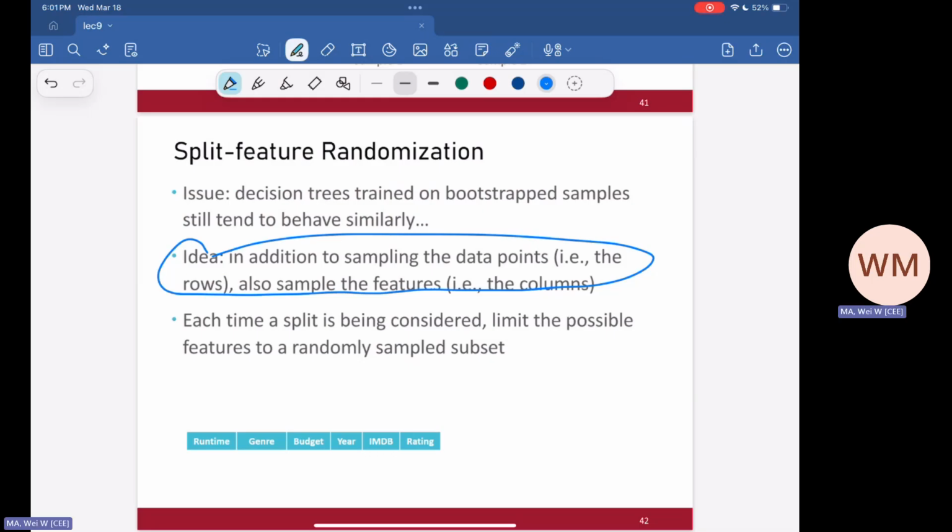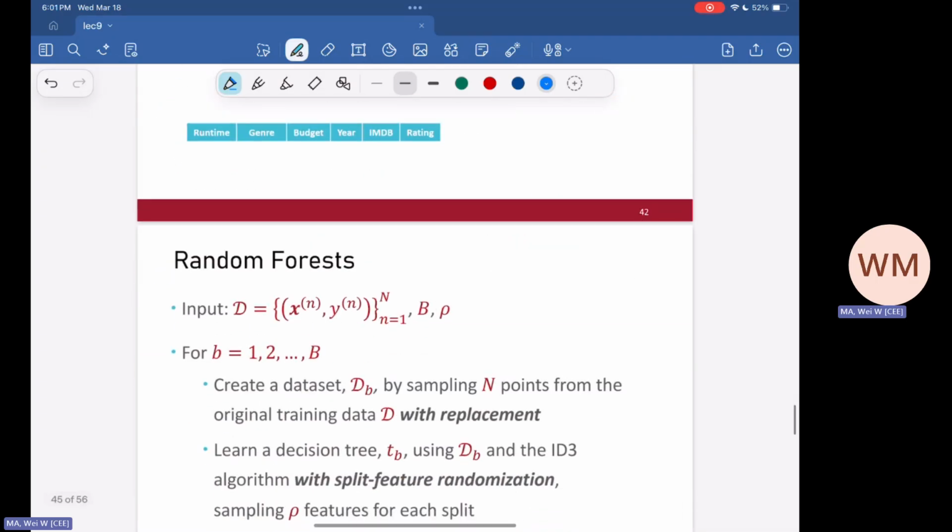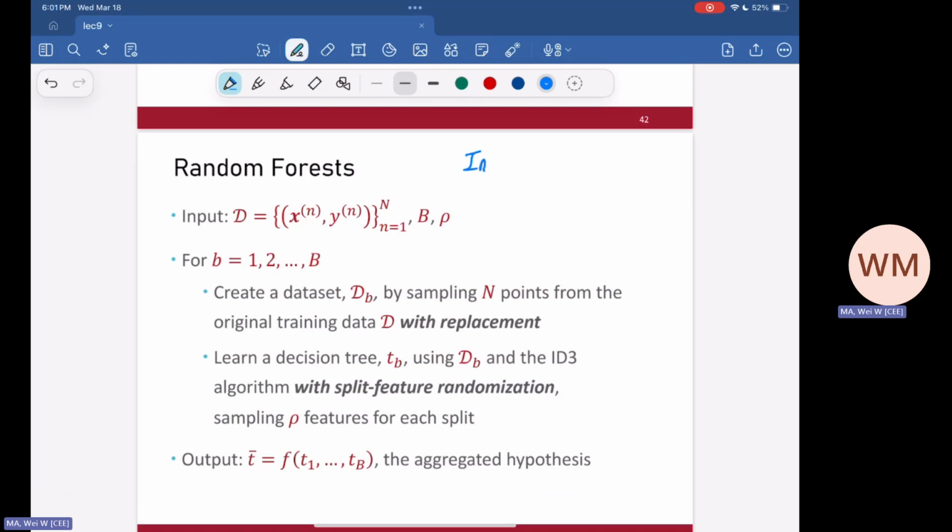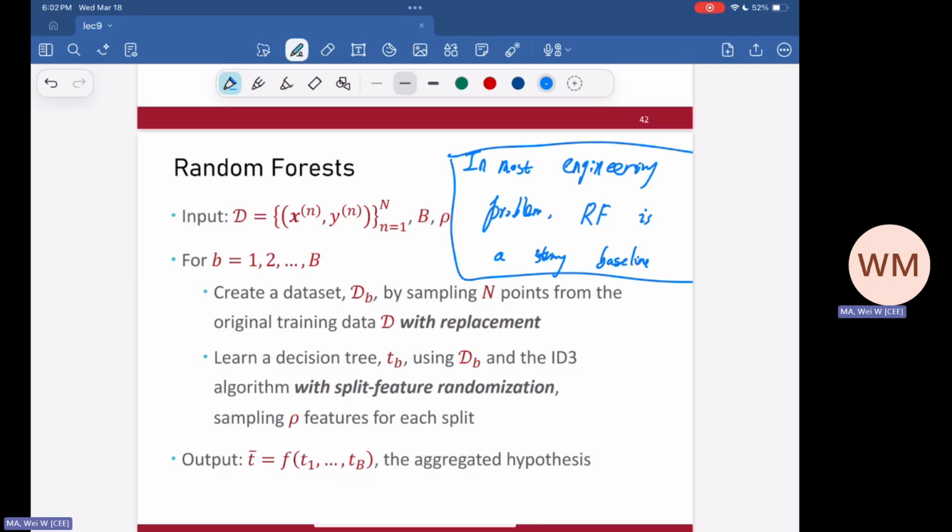Usually you'll train like 200 to 300 decision trees for a random forest, and in most of the engineering problems, I would say a random forest is a strong baseline. This is from our experience. So if you don't know which machine learning algorithm to use, you should always try random forest first. This gives you a very good baseline.